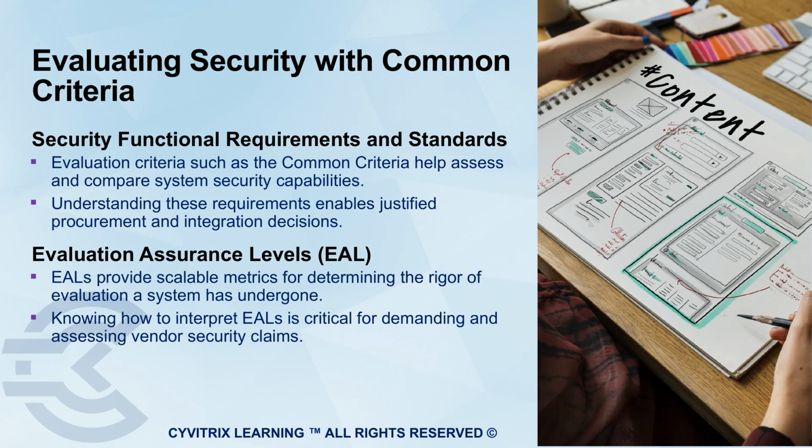We then covered evaluation criteria, like the Common Criteria and security functional requirements. Understanding evaluation standards allows us to assess vendor claims, compare systems across standards, and request the right assurances in procurement or integration. Knowing how evaluation assurance levels operate equips us to interpret claims and demand appropriate evidence before trusting a solution.